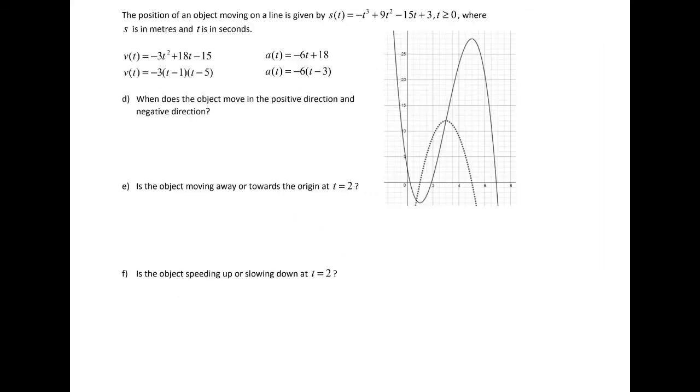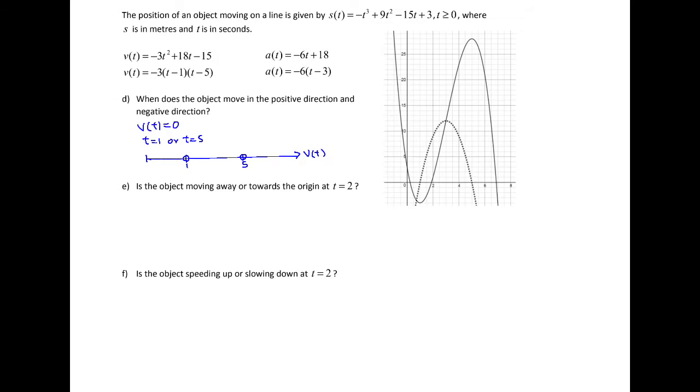For part D, we have to find when the object moves in a positive or negative direction. Then we have to look at the positive and negative sign of the velocity time function. So let's write down the zeros for v(t). t will be 1 or t will be 5. Let's draw the actual number line and put the 1 and 5 on the number line. 1 will be an empty dot, 5 will be an empty dot, because at those 2 points, the object is not moving, the velocity is 0.